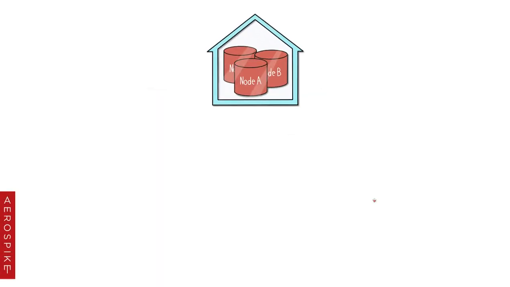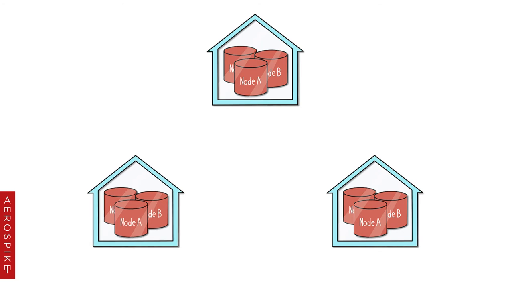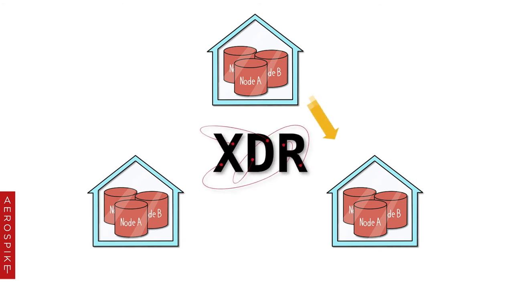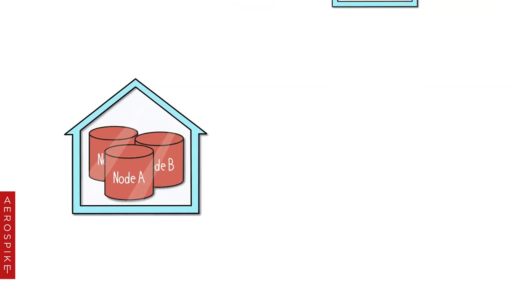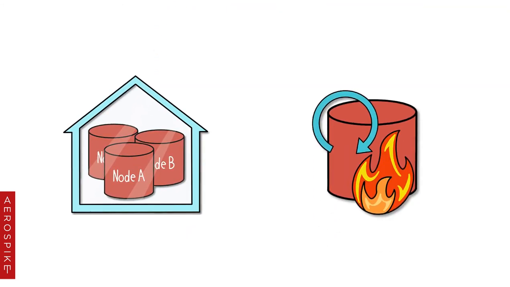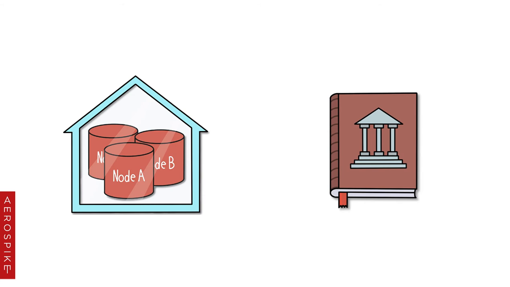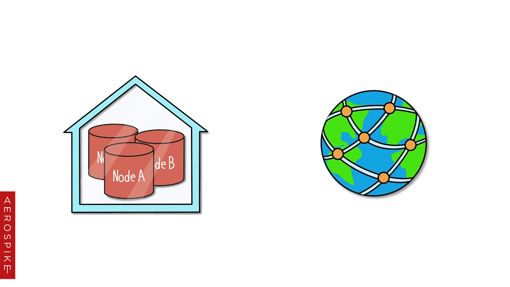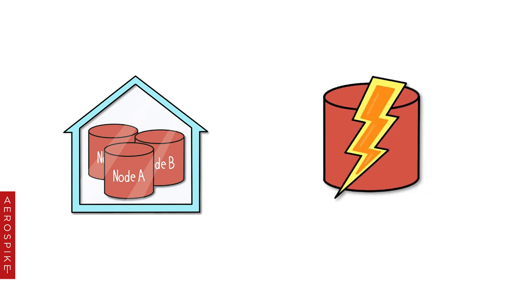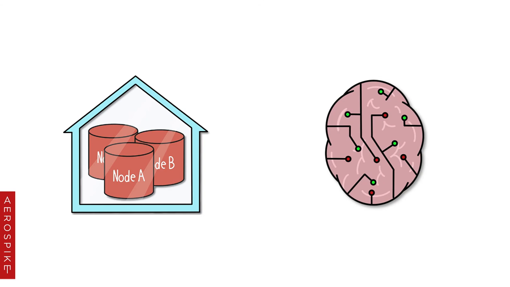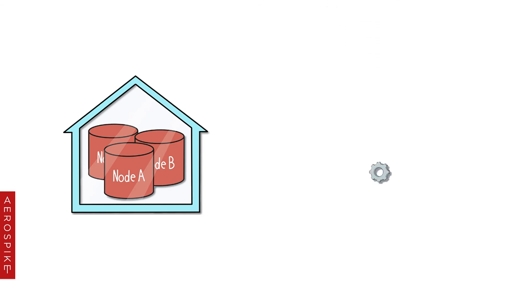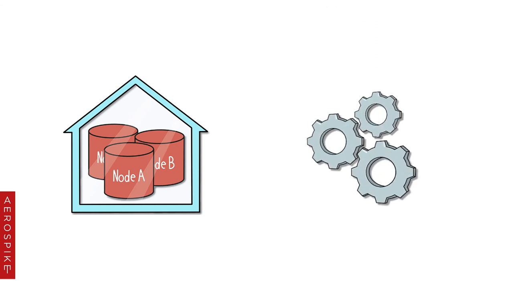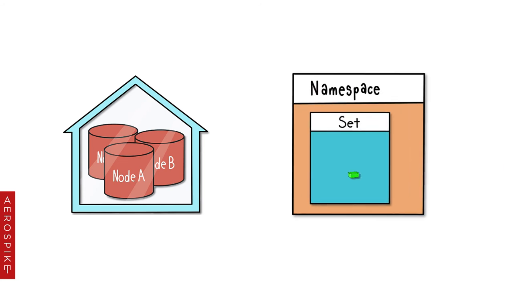The Aerospike cross-data center replication feature, or XDR, asynchronously replicates cluster data between data centers and is commonly used for disaster recovery, regulatory data locality requirements, content delivery networks, fast local writes, and greater site autonomy. Each data center defines its replication configuration and the granularity of the data shipped from one to another.